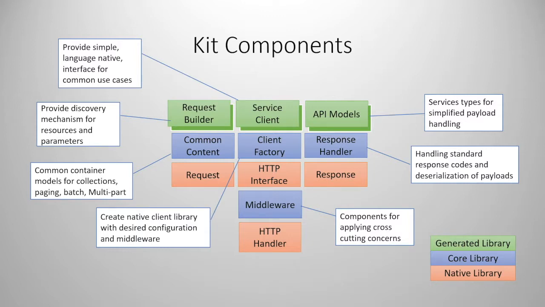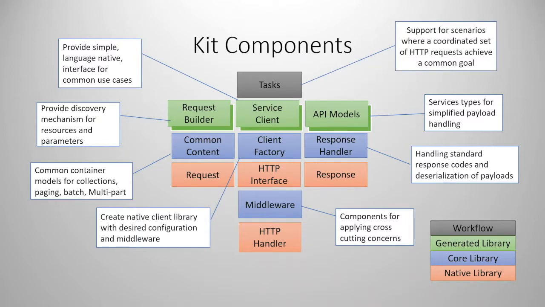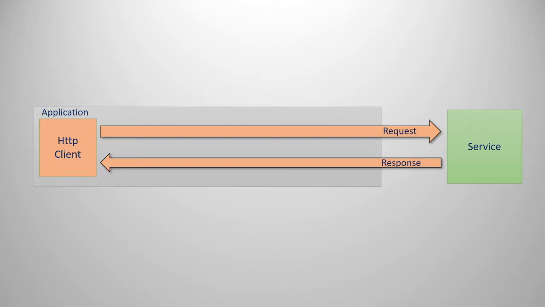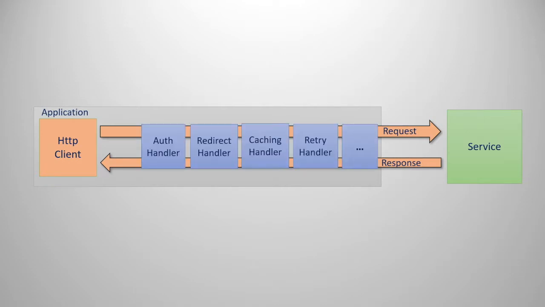I'm going to layer one more piece over the top of that, which is a notion that, it's kind of a crappy name, but it was the best I could come up with, is tasks. So the idea of a task is supporting scenarios where you have a coordinated set of HTTP requests to achieve some common goal. So let's dig a little bit more into middleware. You've got HTTP, you're making a request, you get a response back from your service. What are the kinds of things we can do?